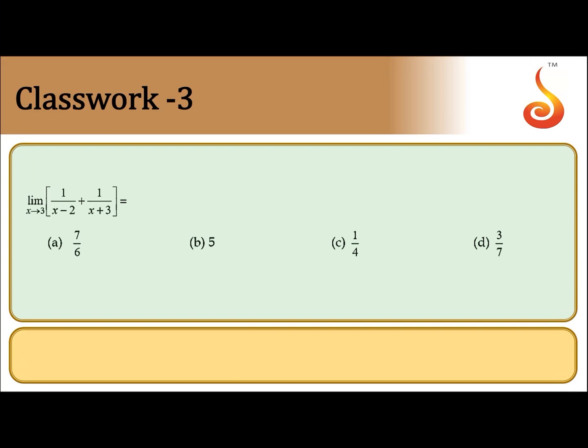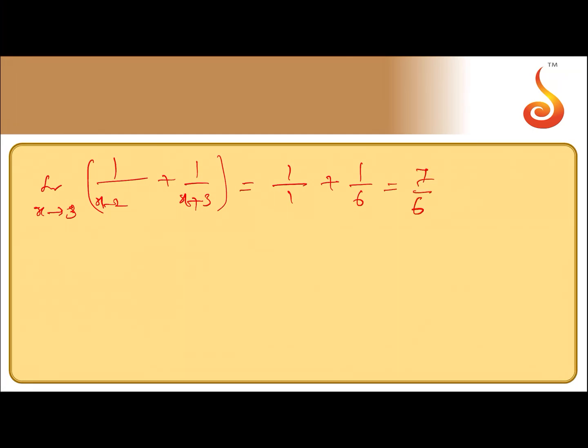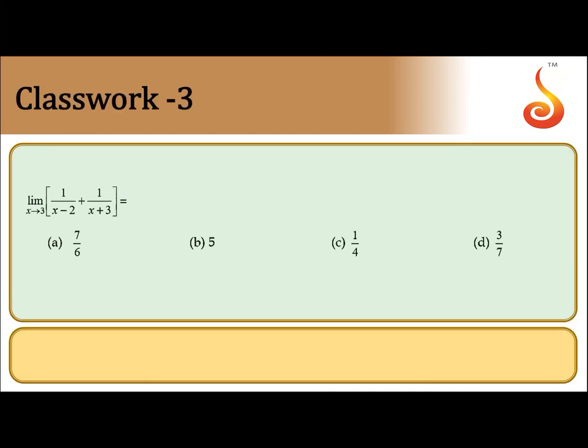Coming to the next one, limit as x tends to 3, 1 divided by x minus 2 plus 1 by x plus 3. Why can't you directly substitute here? It is a finite value: 3 minus 2 is 1, plus 1 by 6, equals 7 by 6. There is not much manipulation, it is a direct answer, it is 7 by 6.